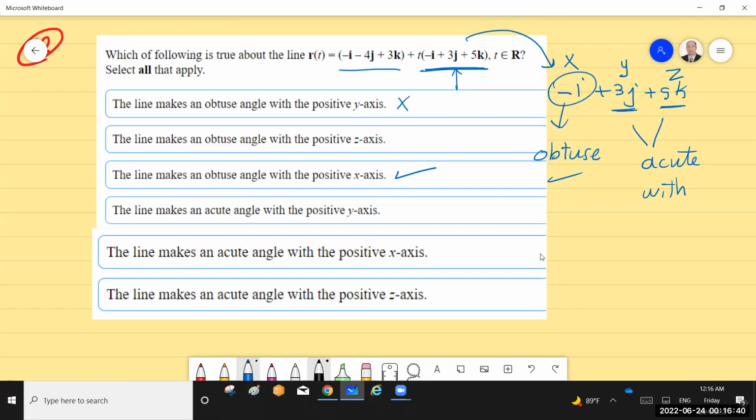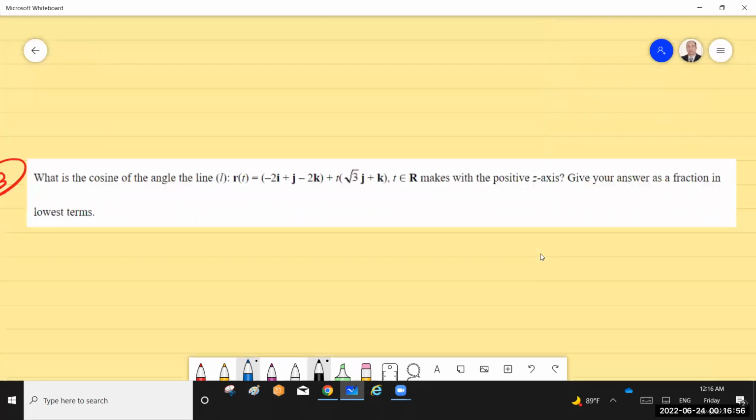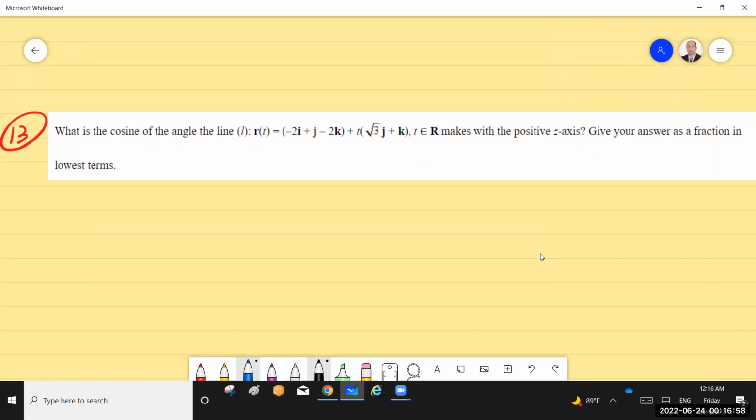Obtuse angle with the positive direction of z, wrong. Makes an acute angle with the positive direction of y, yes. The line makes an acute angle with the positive direction of x, no, this one is wrong. We take the correct one. The line makes an acute angle with the positive direction of z, yes. Okay. The next question here, what is the cosine of the angle of the line this?